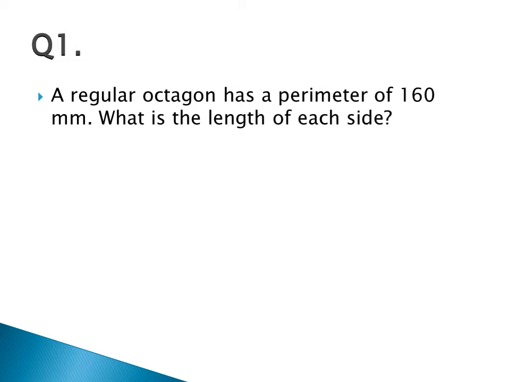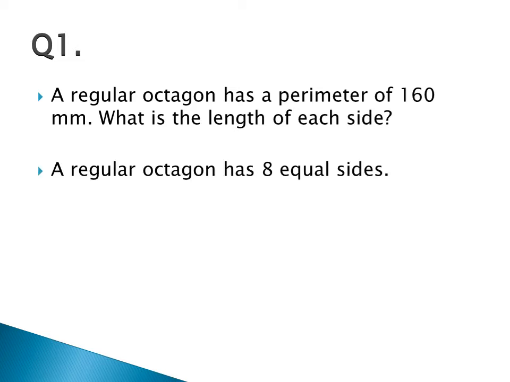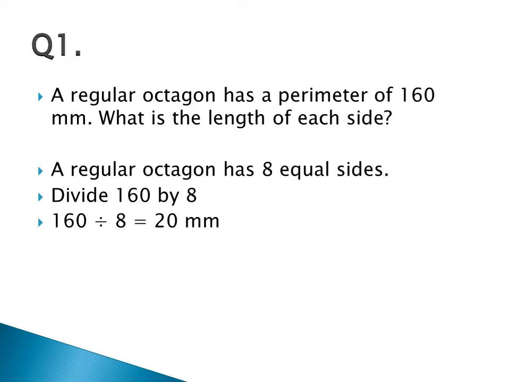So now in this question, we are given a regular octagon and it has 8 equal sides. The perimeter is 160. We have 8 sides. So it's really straightforward. What you do is you divide 160, which is the perimeter, by 8, which is the number of sides. So dividing 160 by 8, we get 20 millimeters. So that means the length of each side of the regular octagon is 20 millimeters.